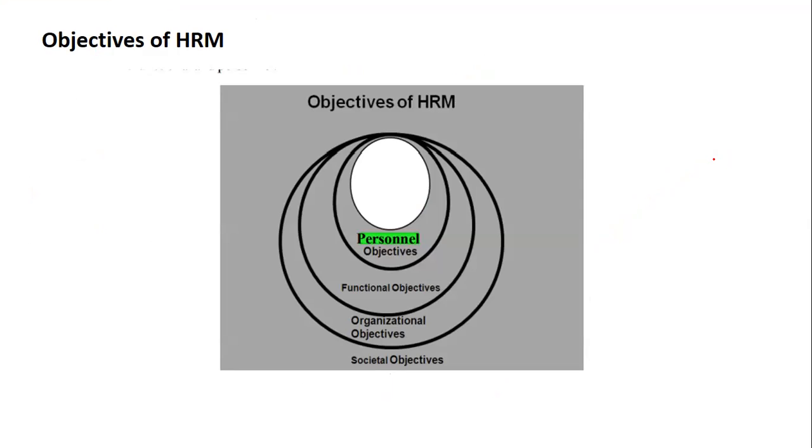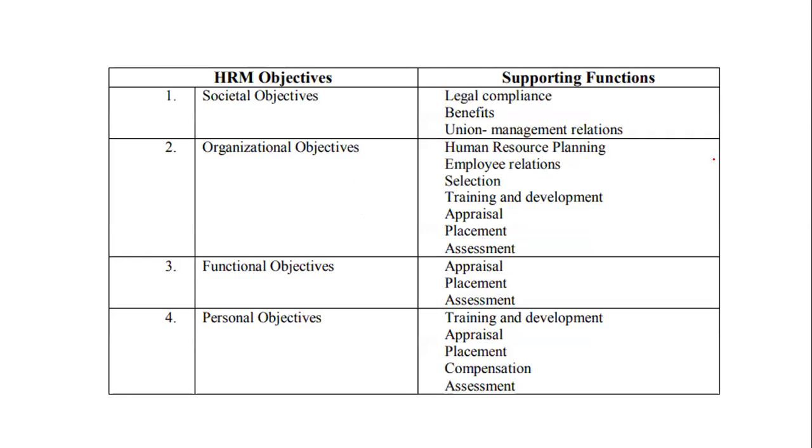So yes, when we talk about the objectives of HRM, it talks about the personal objectives. It takes into consideration the functional objectives, the organizational objectives, and the societal objectives. So that means the individual, the organization, the work, and the societal objectives. Basically, the objectives of HRM are divided into these areas. Now, one by one, let's see these objectives very well. So we have societal, organizational, functional, and personal. Individual, or you can call it personal also, that is with respect to employees.